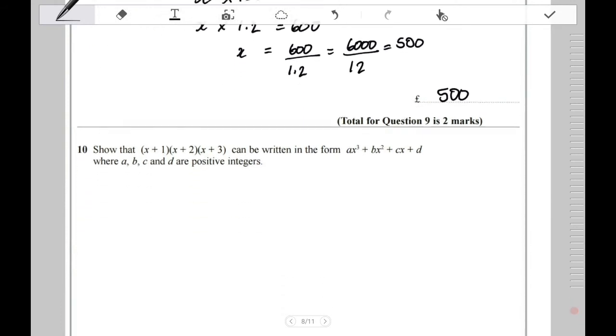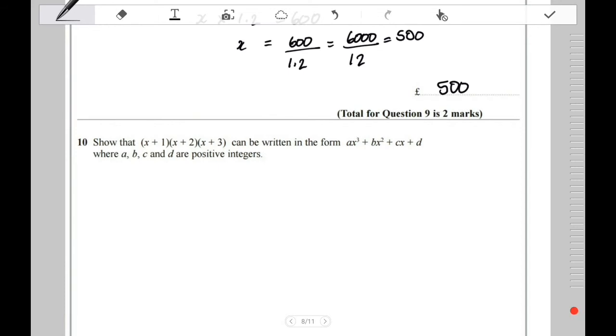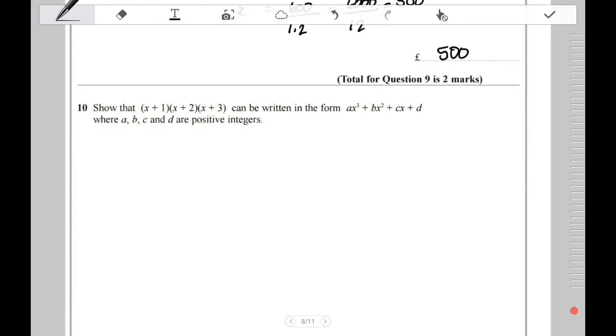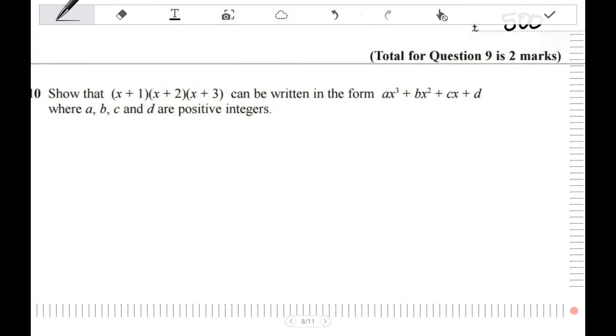Okay. So question 10: show that x plus 1 multiplied by x plus 2 multiplied by x plus 3 can be written in the form of ax cubed plus bx squared plus cx plus d, where a, b, c, and d are positive integers. Okay, so there are many ways of doing this again. The approach I will take is let's multiply the last two brackets.